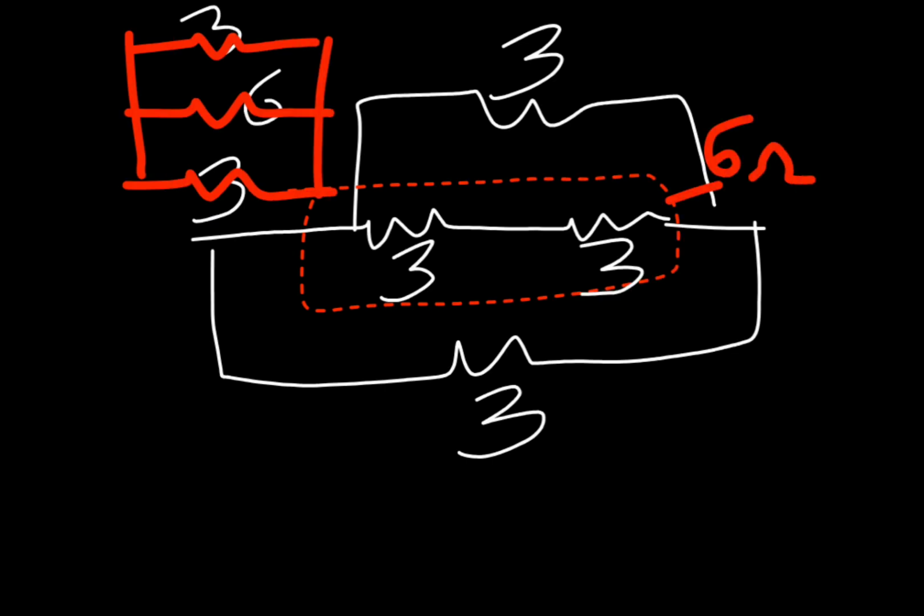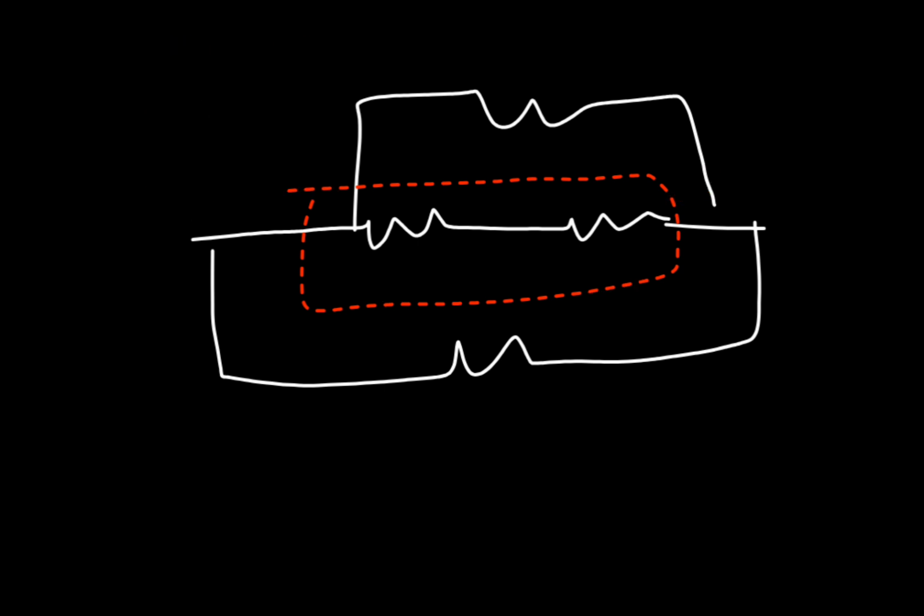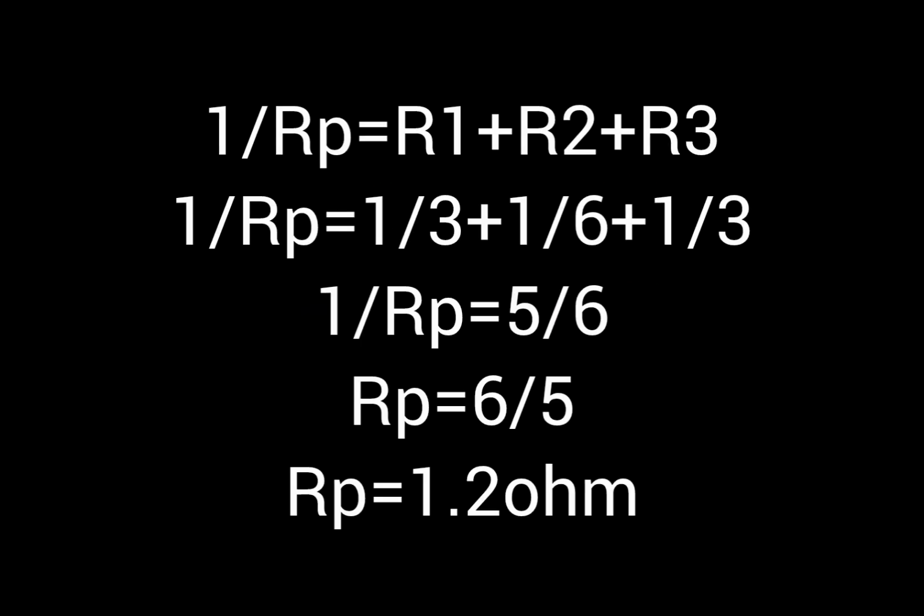Now, from this circuit diagram you can observe a 3 ohm resistor, a 6 ohm resistor and another 3 ohm resistor. These three are connected in parallel. So we know the parallel combination formula. What is that? 1 by Rp is equal to 1 by R1 plus 1 by R2 plus 1 by R3. Just substitute these three values, 3 ohm, 6 ohm and another 3 ohm, in the formula.